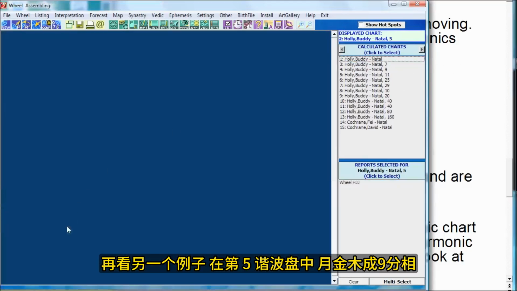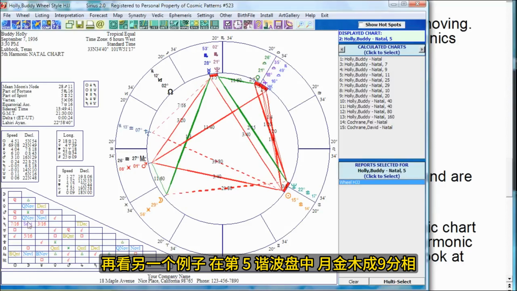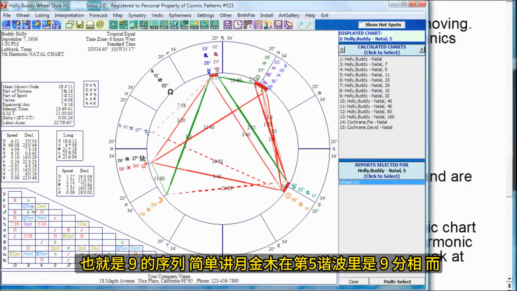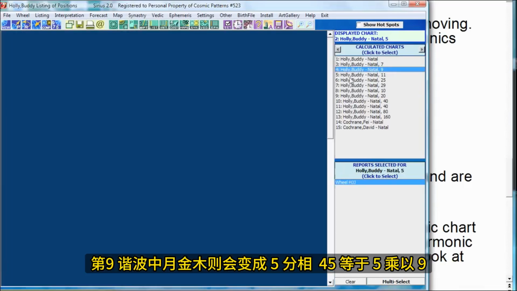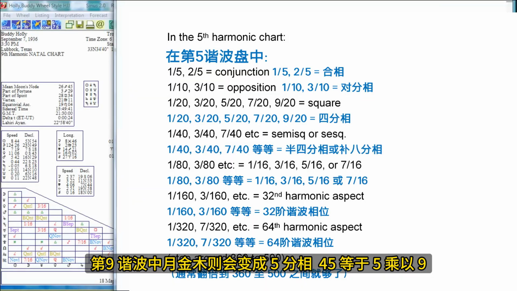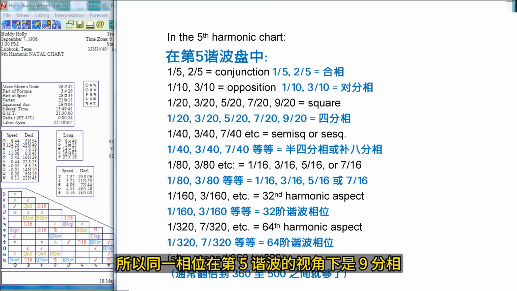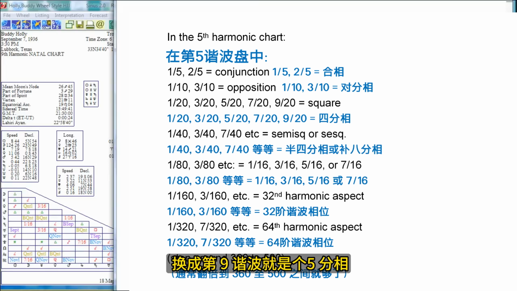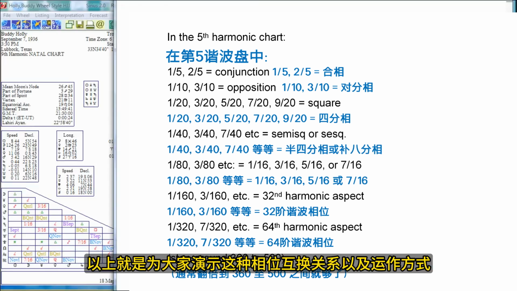In the 5th harmonic chart, Moon to Venus and Jupiter are noviles. It says quad novile, quad novile. Those are 9th. So Moon in the 5th harmonic is a 9th. And then in the 9th harmonic, the Moon to Venus and Jupiter become 5th. So all I'm really saying is that 45 equals 5 times 9. So if you're in the 5th harmonic, it looks like a 9th harmonic, and if you're in the 9th harmonic chart, it looks like a 5th harmonic chart. It looks like a 5th harmonic aspect. So that's just to show you that interchange and how that works.